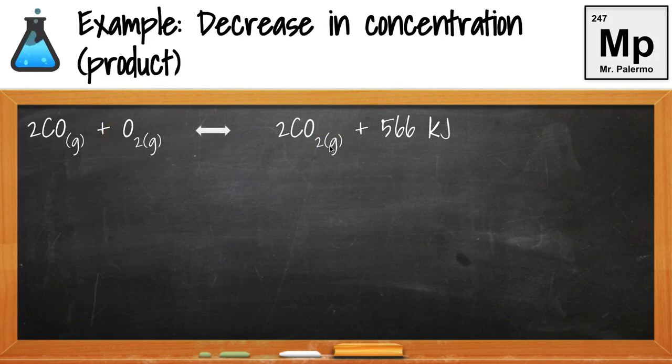And lastly, let's look at a decrease in concentration on the product side. We're going to decrease the amount of CO2. And so we decrease the amount of CO2, we're going to get a shift back towards, take away towards that side. And so everything on the product side increases, and everything on the reactant side is going to go down or decrease.